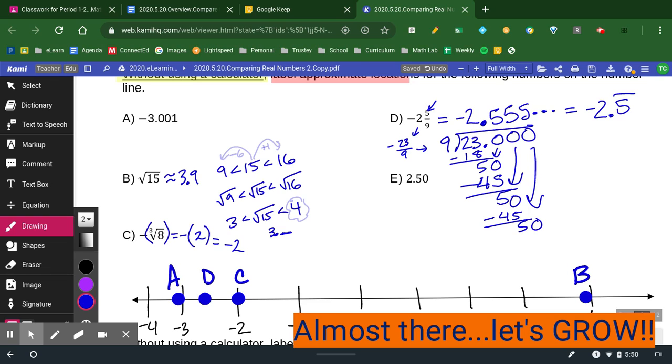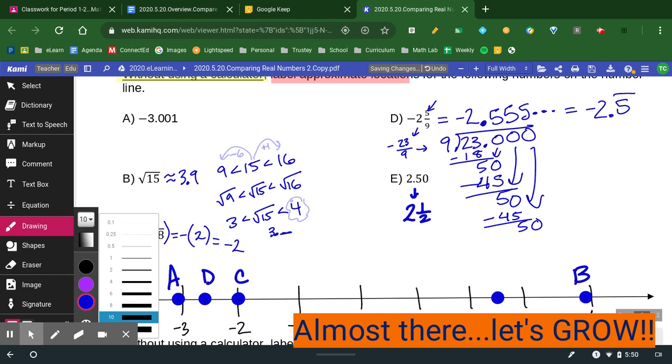So I went a little out of order. I already did point D. A, B, C, D. That leaves point E. Oh, point E is 2.5, 2 and 5/10. Some of you might change that and rewrite that. I'm not saying you have to. But that should tell us where to quickly plot point E. And don't forget to label it.